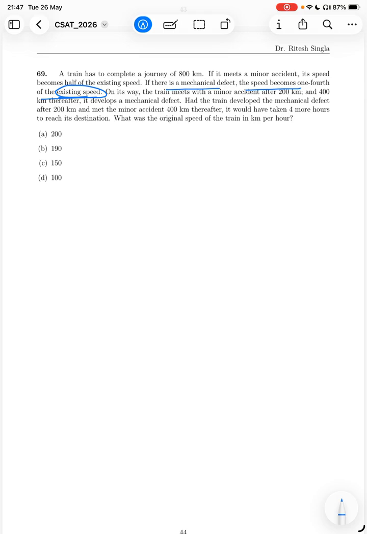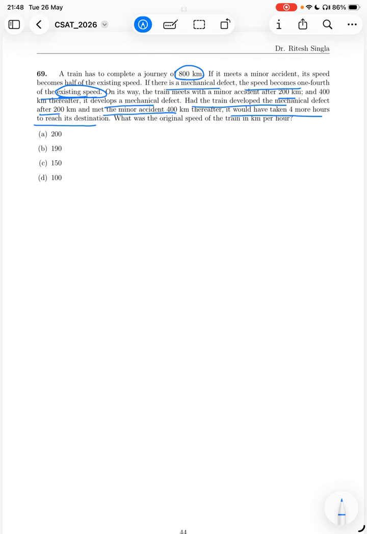On its way, the train meets with a minor accident after 200 kilometers. Sorry, 800 kilometers is the total journey. So on its way, the train meets with a minor accident after 200 kilometers, and 400 kilometers thereafter, it develops a mechanical defect. Had the train developed the mechanical defect after 200 km and met with the minor accident after 400 km, it would have taken 4 more hours to reach its destination. So you do not have the speed of the train with you.